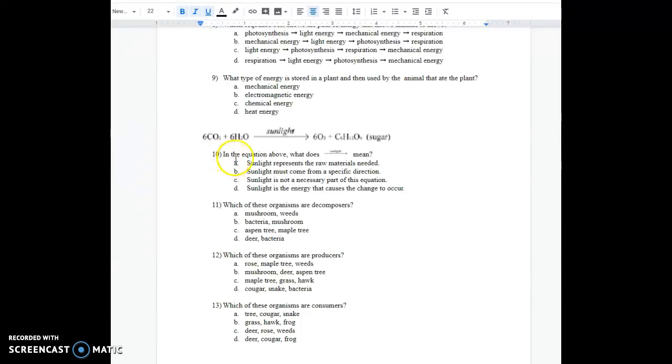Number 10. In the equation above, what does the arrow with sunlight written over it mean? A. Sunlight represents the raw materials needed. B. Sunlight must come from a specific direction. C. Sunlight is not a necessary part of this equation. Or D. Sunlight is the energy that causes the change to occur.